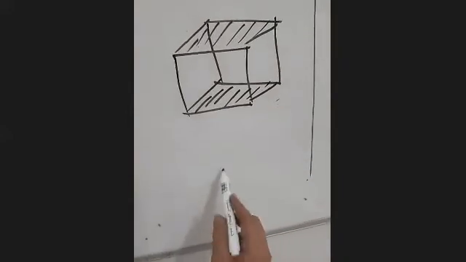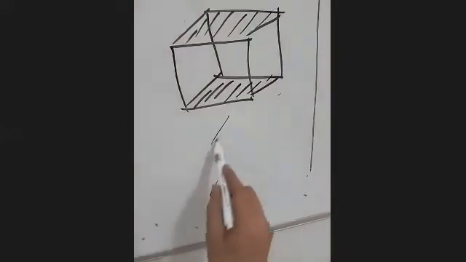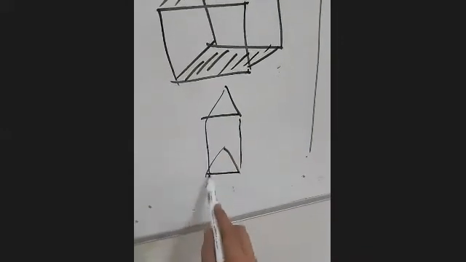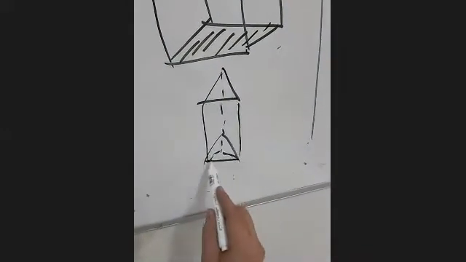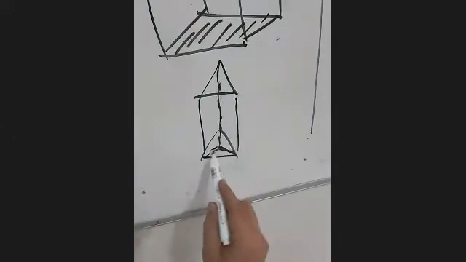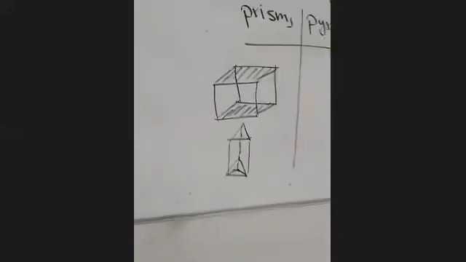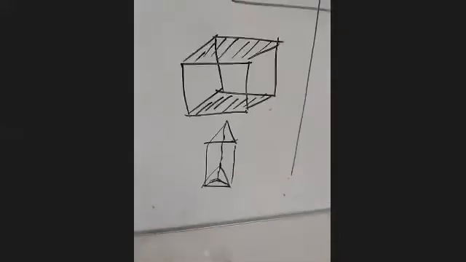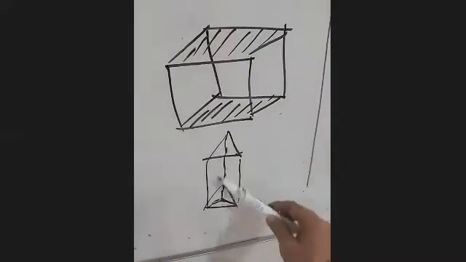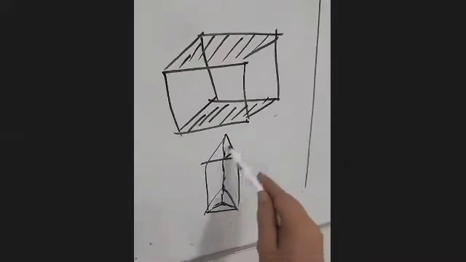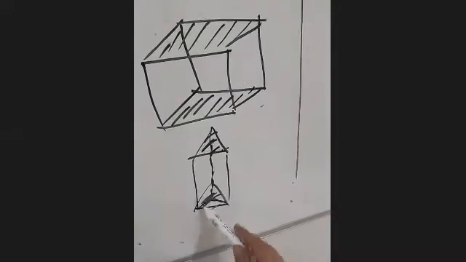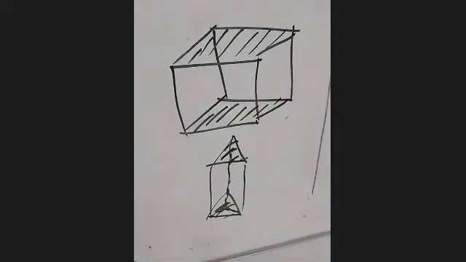But look at this one. Assume that we have, I hope I draw it very well, 2 figures up and down, 2 bases, and they are triangles. And around we have rectangles. What do we call it?